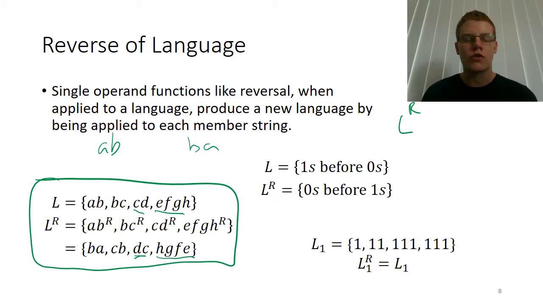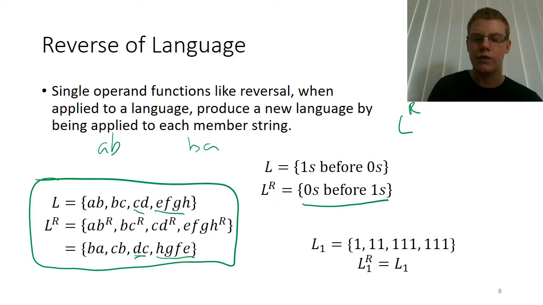If we had a language that was defined a little bit more nebulously, so it's just the language where we've got any string where all of the ones are before all of the zeros, so anything that you can build using that sort of definition, where you've got a sequence of ones followed by a sequence of zeros, the reverse of that language is simply each of the strings flipped. So you can see straight away that it's going to be the set of all strings that can be built by having all of the zeros before all of the ones.